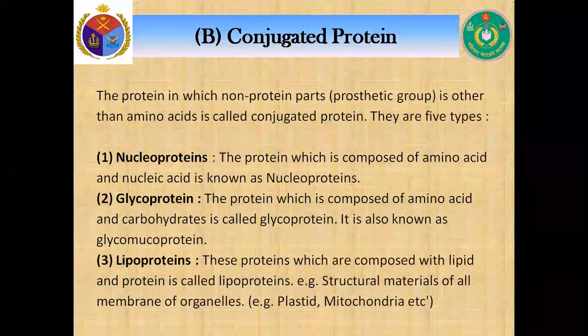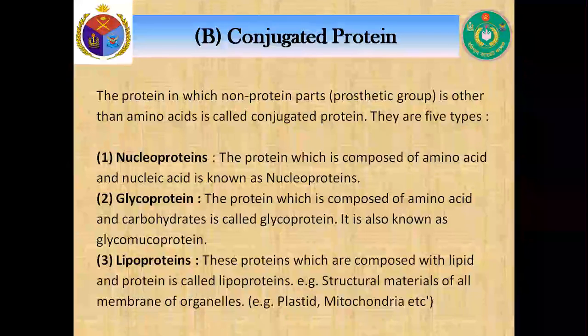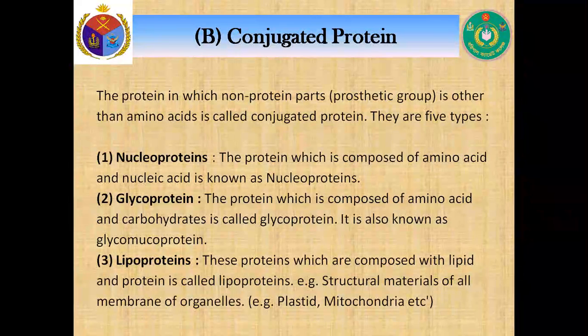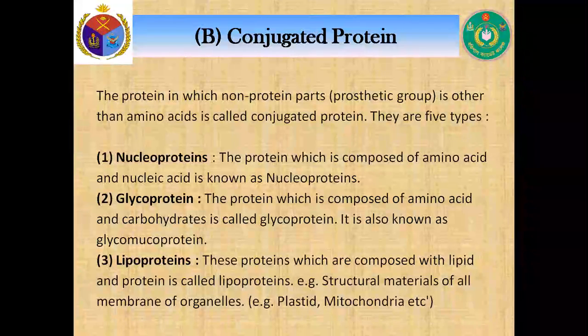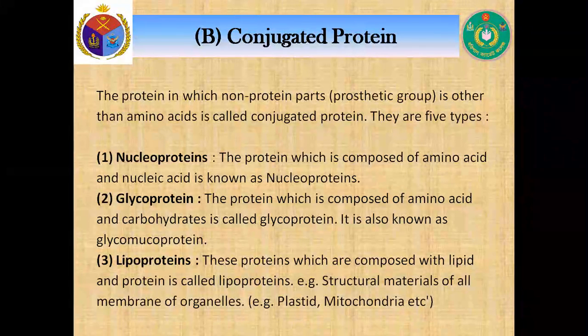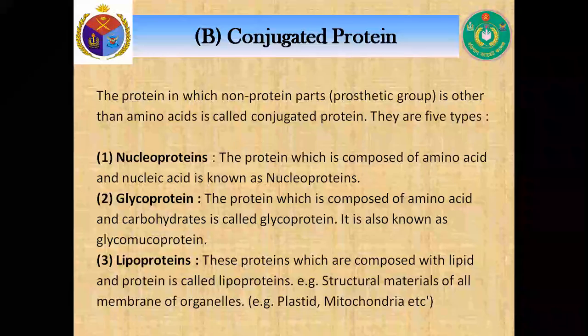Now, my dear cadets, conjugated protein. The protein in which the non-protein part, the prosthetic group, is other than amino acid is called conjugated protein. There are several types. Number one, nucleoprotein. The protein which is composed of amino acid and nucleic acid is known as nucleoprotein. Number two, glycoprotein. The protein which is composed of amino acid and carbohydrates is called glycoprotein. It is also known as glycomucoprotein.